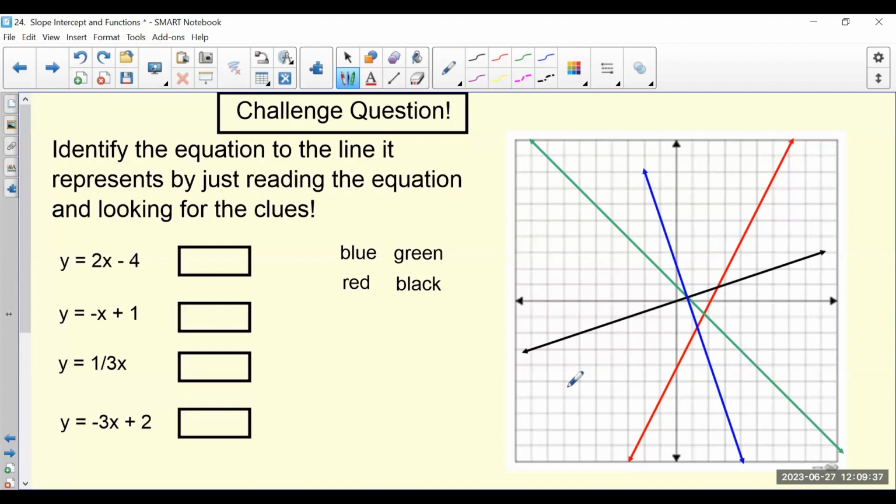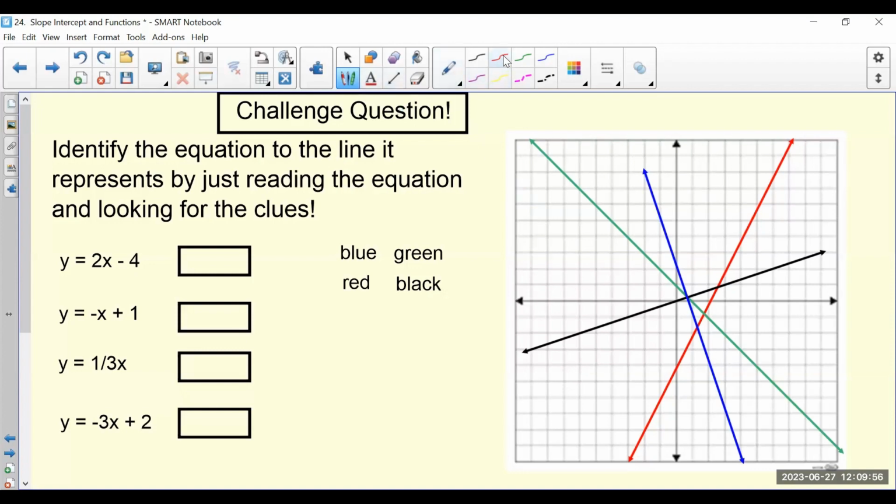All right. Hopefully you took some time. You really looked at this, because this is very much like what you're going to see on the GED. They're going to give you a line. They're going to give you which of these equations matches line A, which of these equations matches line B, something like that. So here's what I want you to do.